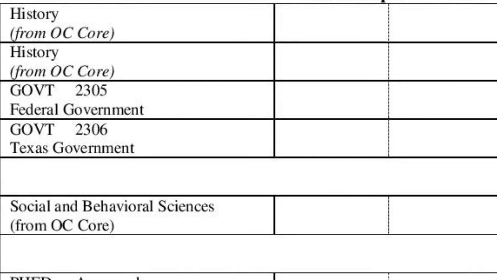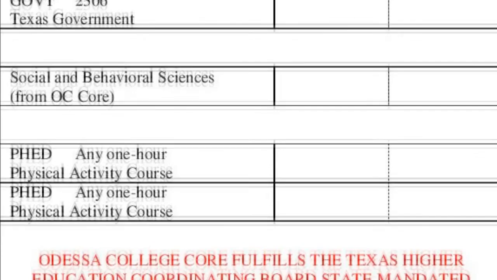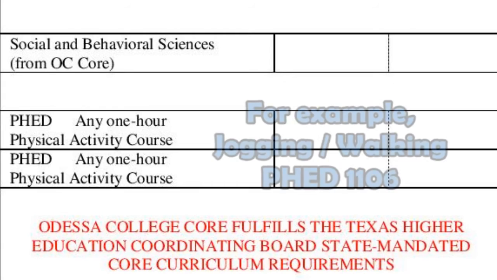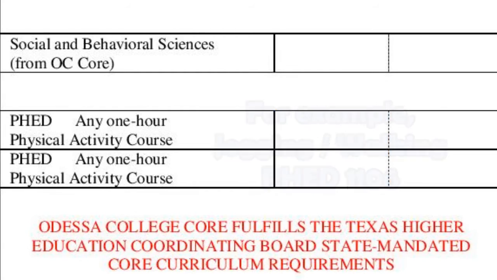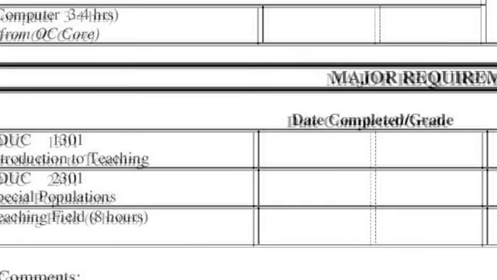Under the Social and Behavioral Sciences, you can choose to take either General Psychology 2301 or Child Psychology 2308. There are 2 credits of PE required. These PE credits must consist of an activity course like jogging and walking. Now let us look at the AAT major requirements.